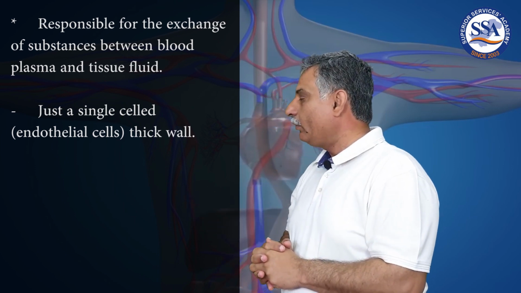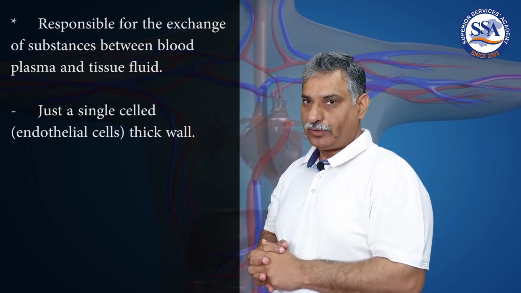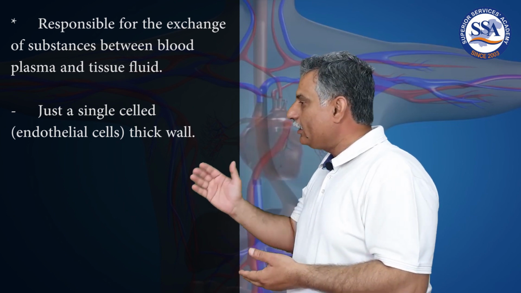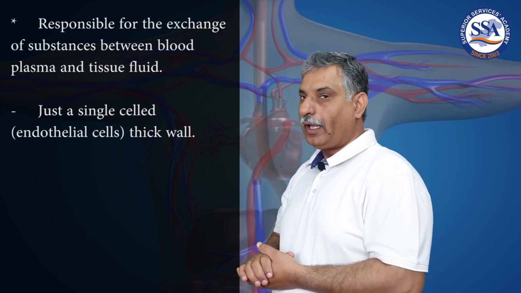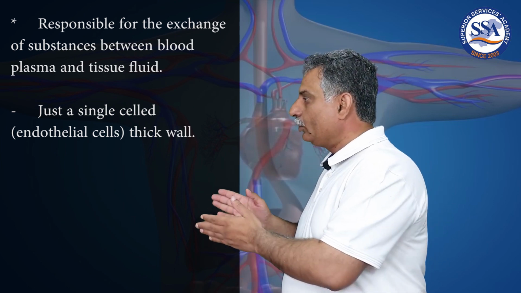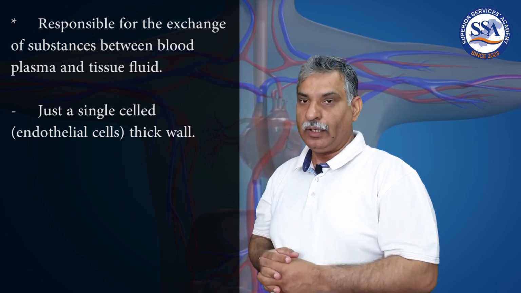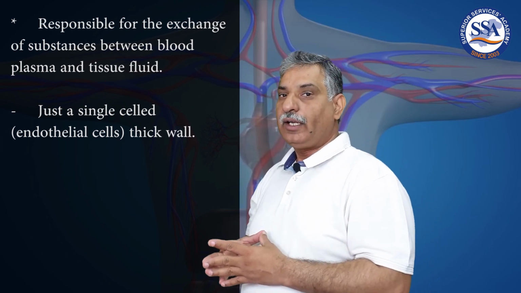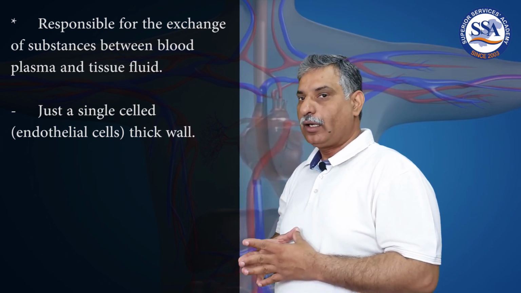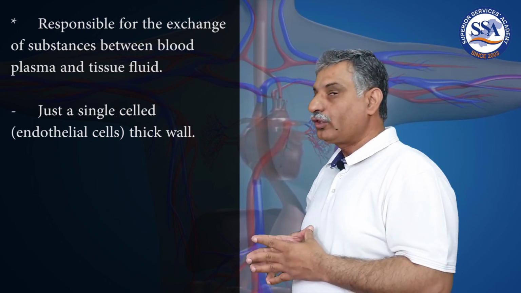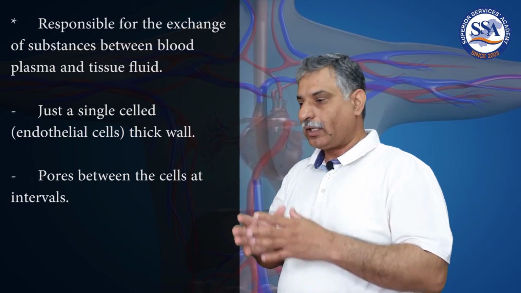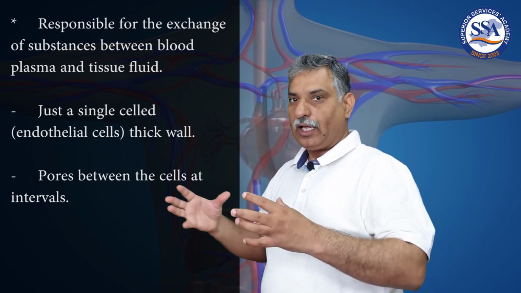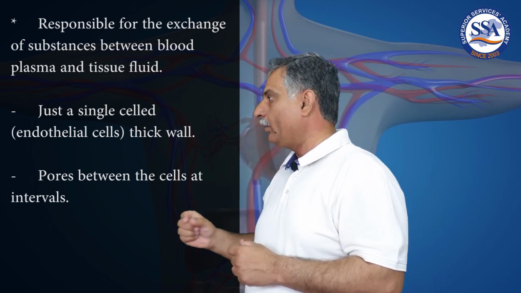There are gaps between these endothelial cells, so substances can easily diffuse, can easily move through this single-celled wall, and they can even move faster through those gaps. Capillaries have a very narrow lumen, and that allows red blood cells to squeeze through them one by one. So red blood cells cannot move through capillaries in a large bulk, so they have to queue up while moving through the capillaries.